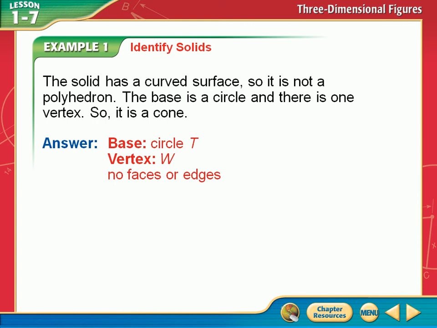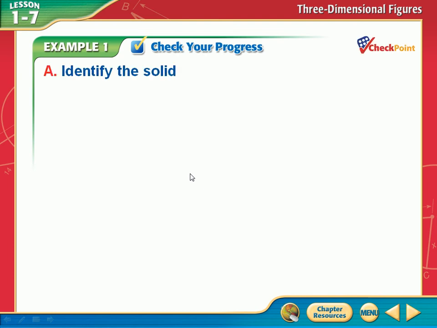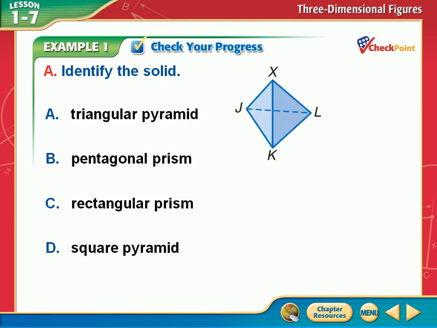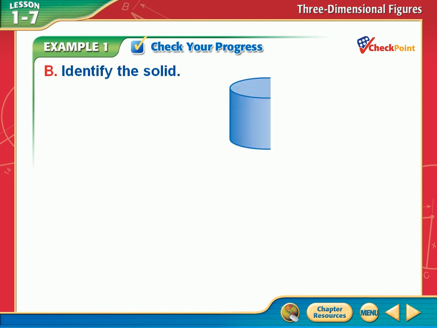See that? It's got no faces or edges. The base is circle T. The vertex is point W. It doesn't have any faces. It doesn't have any edges. All right. I got to move on because we're running out of time. Oh, look at that. It gives you an answer. That's a triangular pyramid. It's a little weird looking.